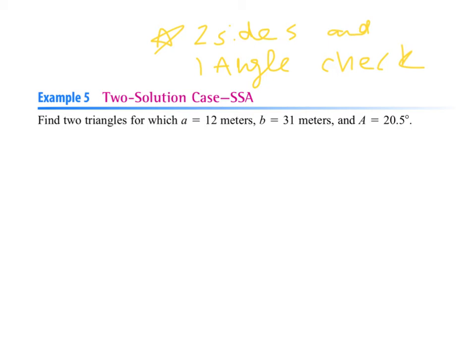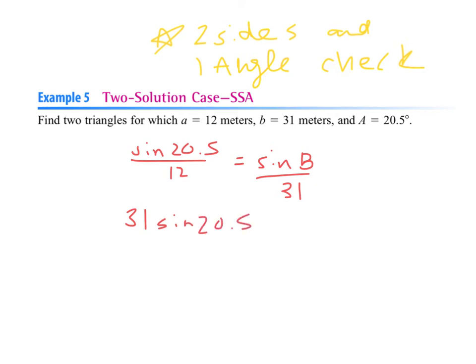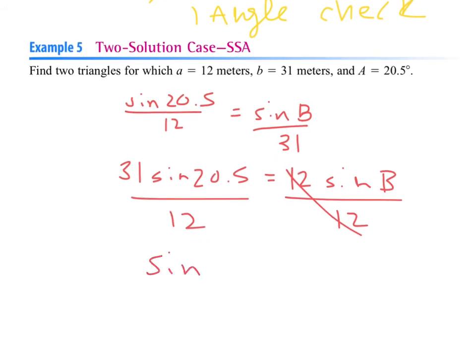If we are given two sides and one angle, what should we find first? Solve for B. So we're solving for angle B. So what would be the proportion that we set up? Sine of 20.5 over 12 is equal to sine of B over 31. So we cross multiply: 31 times the sine of 20.5 is equal to 12 times the sine of B. Divide by 12. So what do we get for the sine of B?